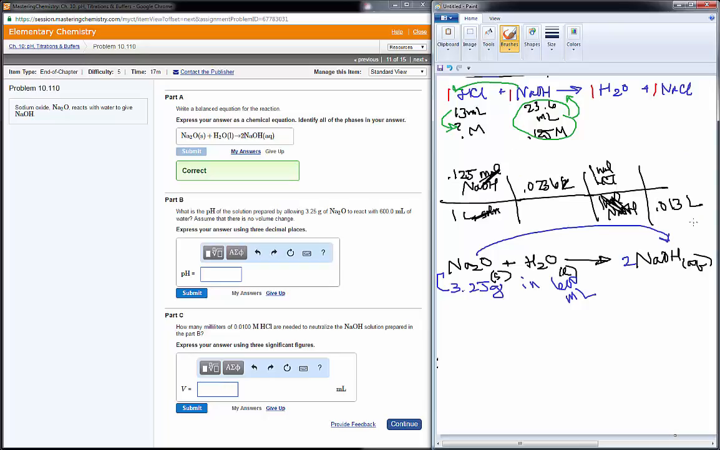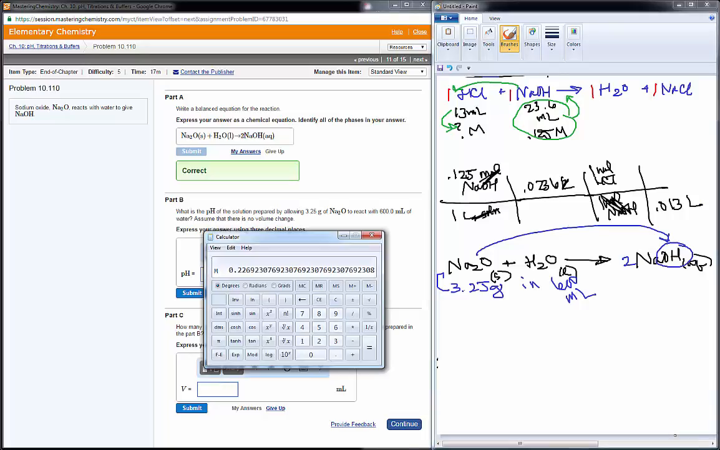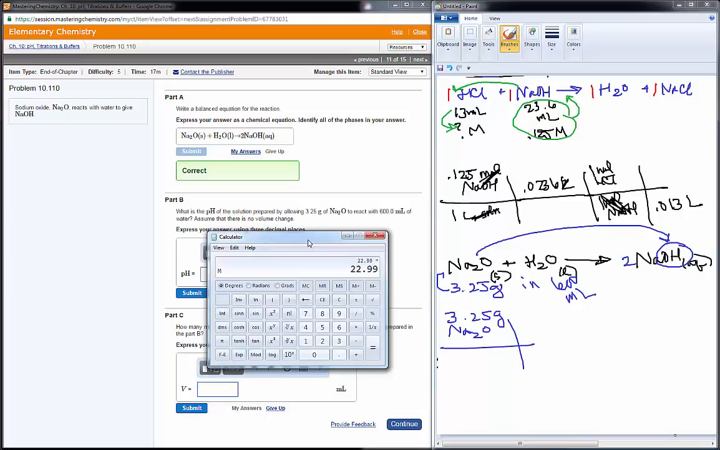Once I've got sodium hydroxide, it's going to be the same as the hydroxide concentration. They want to know pH, so I can go from hydroxide to hydrogen and then hydrogen to pH. So let's do the first part, which is on the roadmap. And this is where we say 3.25 grams sodium oxide. And sodium is 22.99. 2 of those plus an oxygen gives me a molar mass of 61.98 grams in a mole.